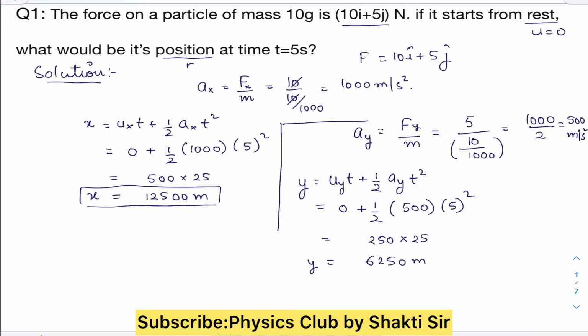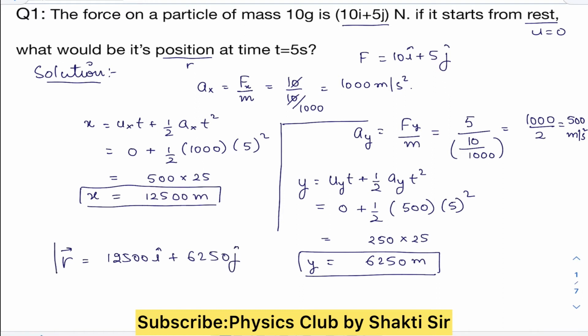So we can write the r vector, or the complete position vector. R vector is equal to 12500 i cap plus 6250 j cap. So this is our complete answer. So this is the solution of our numerical. Let's move toward the second numerical.